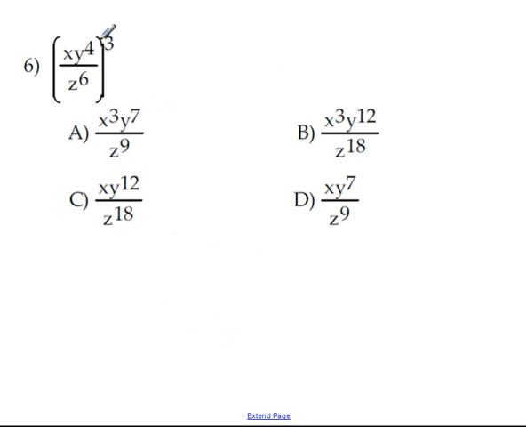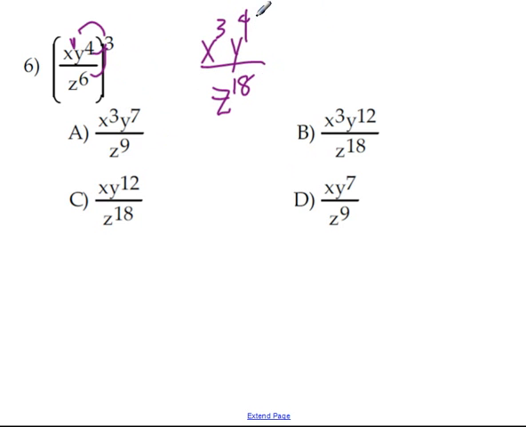Here it's the same basic idea. We do need to remember that this x to the 1 is going to get multiplied by 3, as well as everything else. We're not adding, we're multiplying. So that's going to be x to the 3, y to the 4 over z to the 3 times 6 is 18. Where's that answer at here?